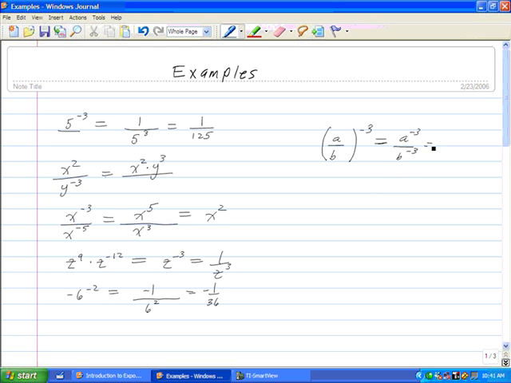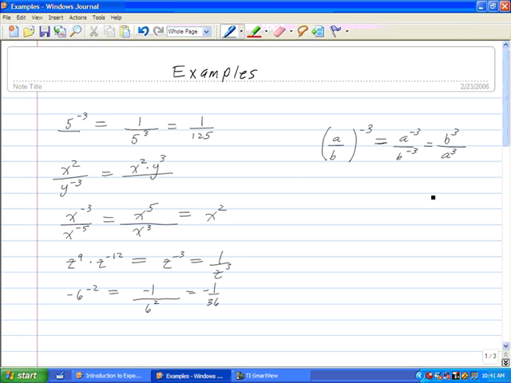Okay, where does everything need to go? Let's see. A's in the top. It has a negative power. Therefore, it's in the wrong place. Move it. B's in the bottom. It has a negative power. Therefore, it's in the wrong place. Move it. Now everything is exactly as it should be.